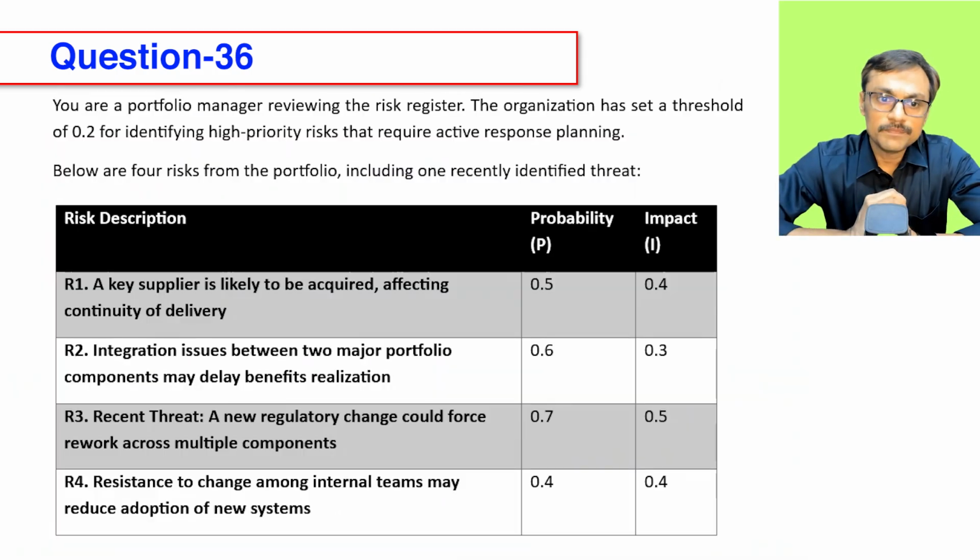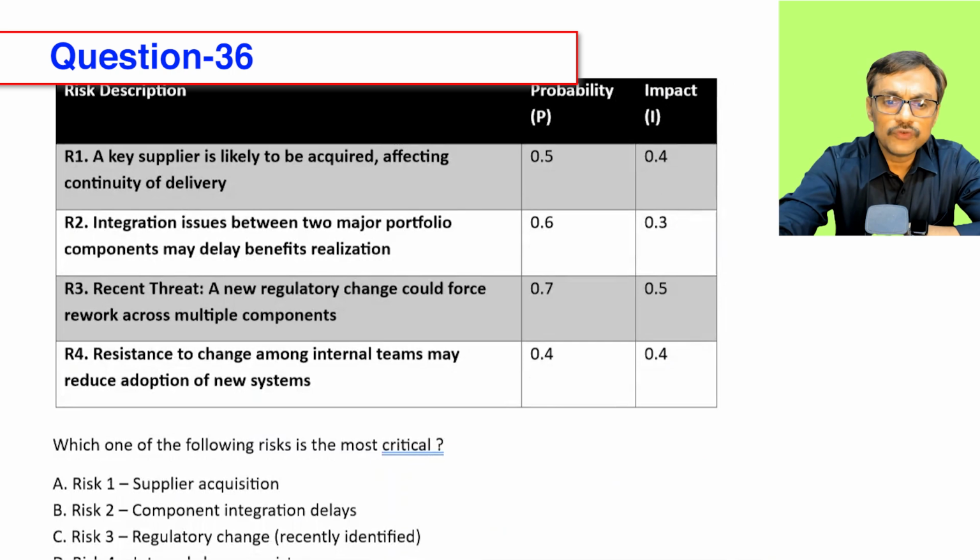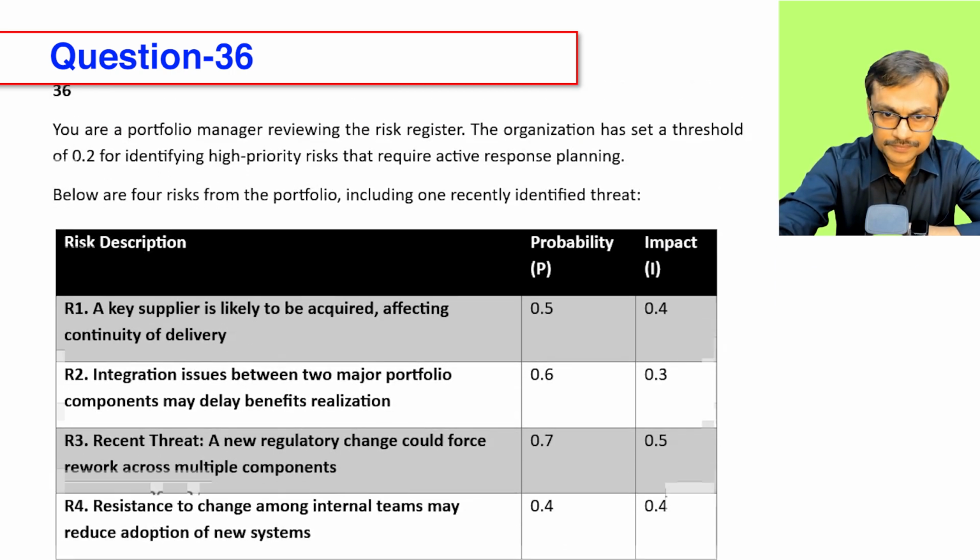Question number 36. You are a portfolio manager reviewing the risk register. The organization has set a threshold of 0.2 for identifying high priority risk that requires active response planning. Below are the 4 risks from the portfolio, including one recently identified threat. Okay. Now, which of the following risks is the most critical?